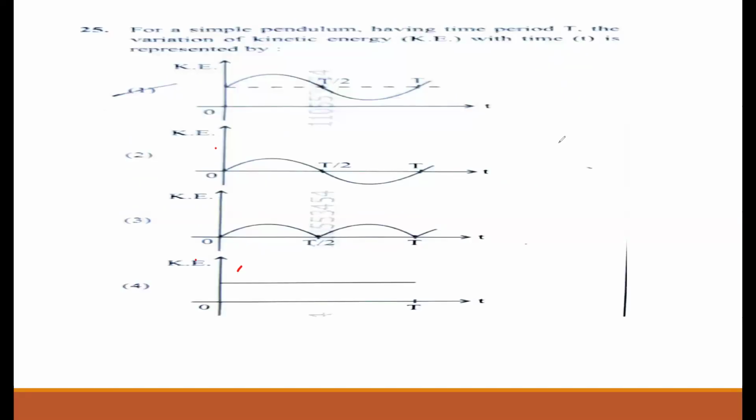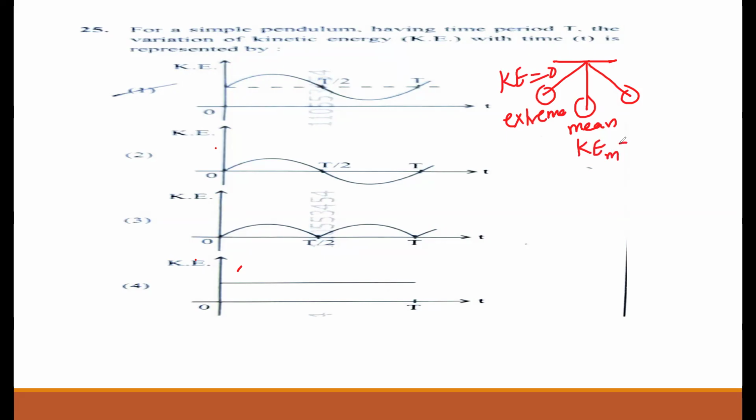Now, coming to question number 25, we have a simple pendulum. If I take a simple pendulum and it starts oscillating from its mean position to the two extreme positions, to and fro, at its extreme position the kinetic energy is zero, and at mean position the kinetic energy is maximum. For one time period, it will go mean to extreme, extreme to mean, mean to extreme, extreme to mean.